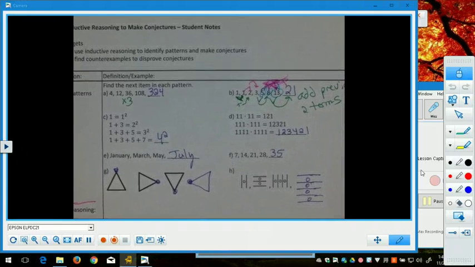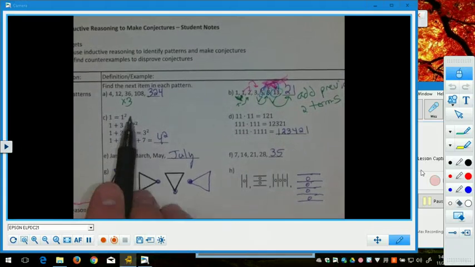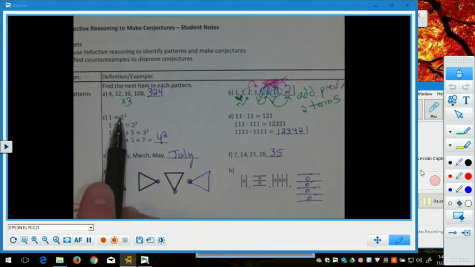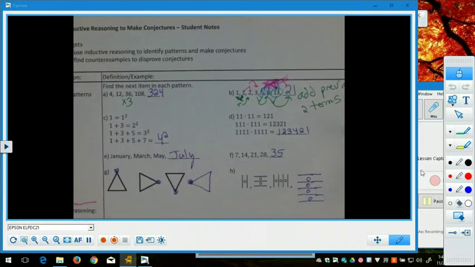Letter C, you can see the pattern. They keep adding another odd number, and when they do this, we're getting perfect squares every time. So we first got 1 squared, then 2 squared, then 3 squared. The next one will be 4 squared. Next we would see 1, 3, 5, 7, 9, and that would be equivalent to 5 squared or 25.